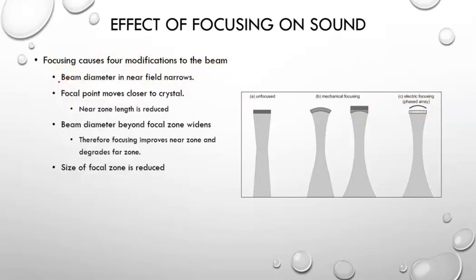When you focus the beam, the beam diameter in the near field narrows. The focal point will always move closer to the crystal. The near zone is always reduced. It never extends. And the beam diameter beyond the focal zone widens. Therefore, focusing always improves the near zone and degrades the far zone. The size of the focal zone itself is always reduced with focusing.